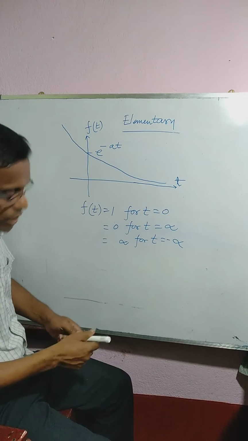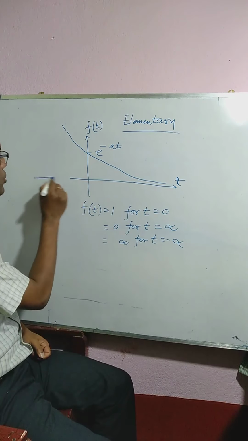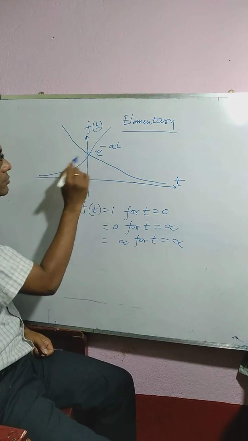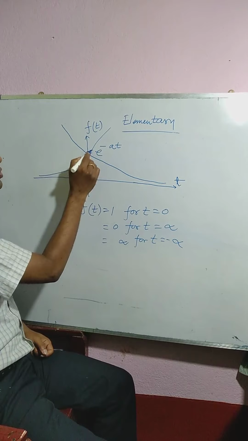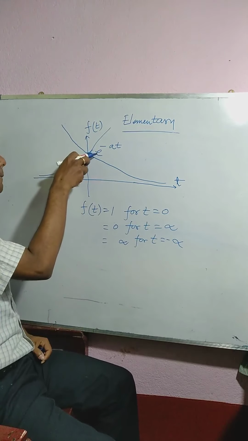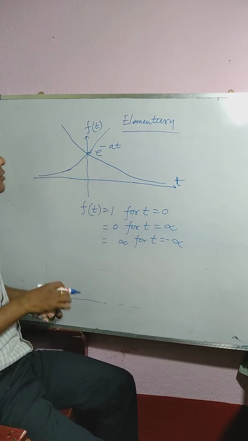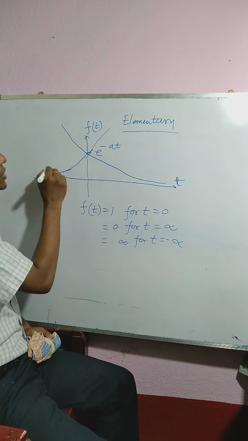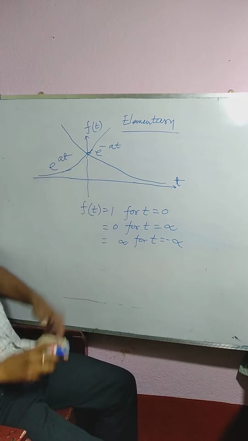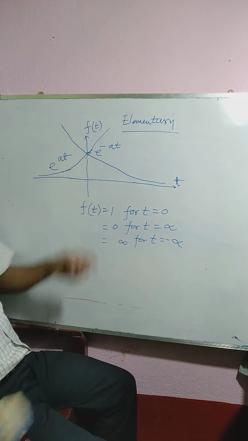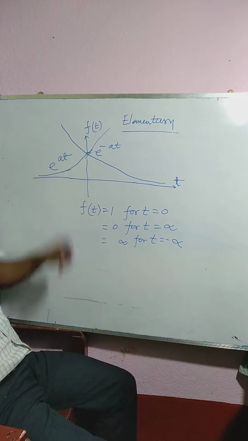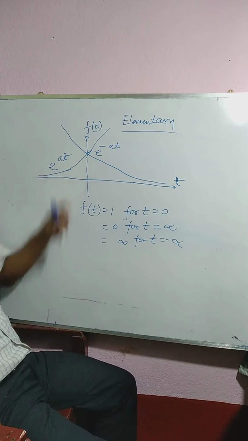In a similar way, we can also draw another real exponential signal. Sorry, it will look like that. It is denoted by e to the power plus at, which has a value of infinite at infinite, and at minus infinite it converges to 0, and at t equals 0 it is also 1.